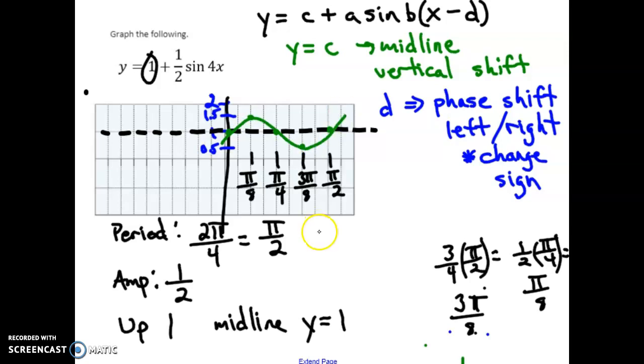We still want to look at domain and range. Domain is all real numbers still. It always is for sine and cosine. And then my range is my minimum to my maximum. So it is 0.5 or 1/2 to 1.5. And that is graphing a sine curve with a vertical shift.